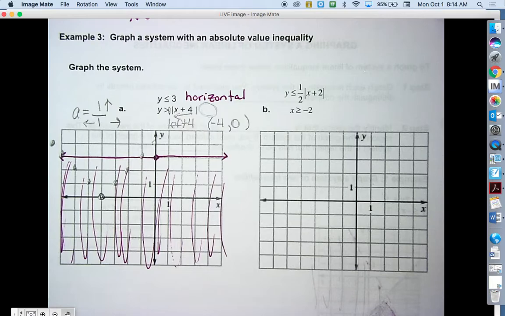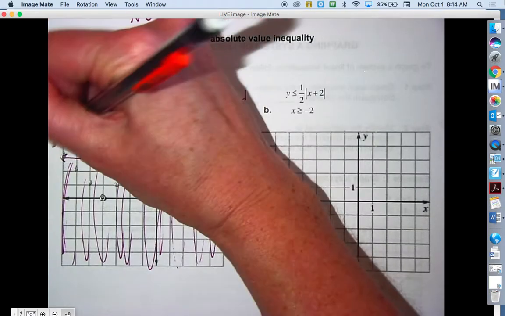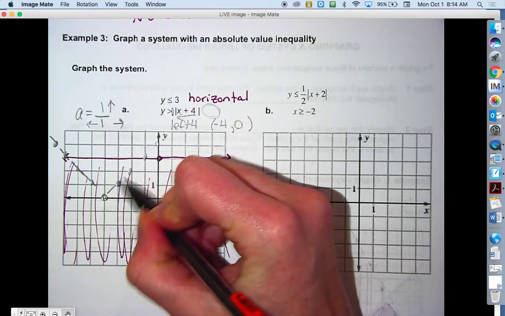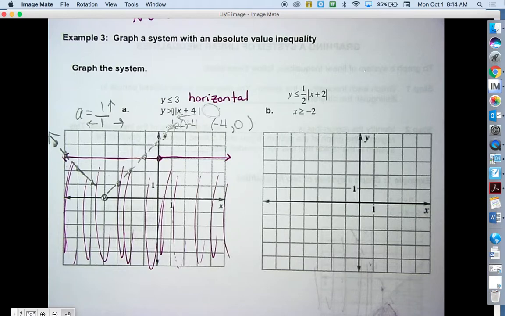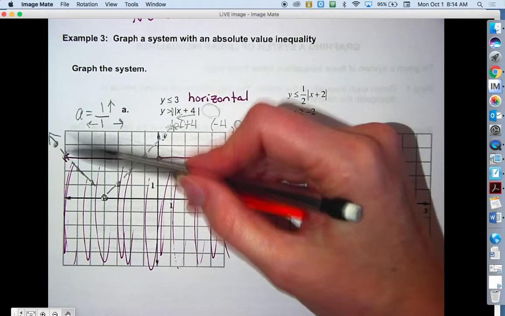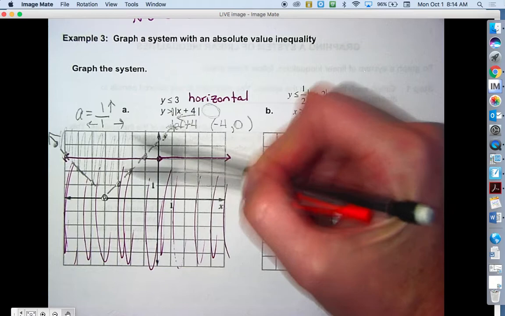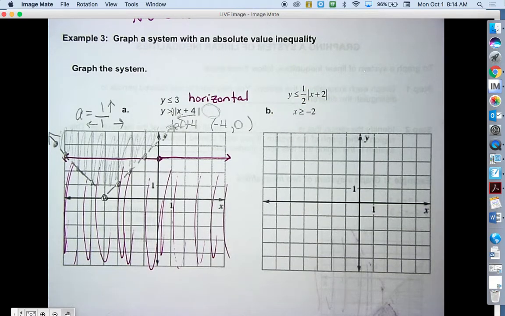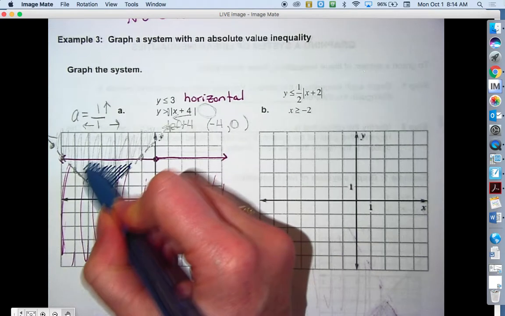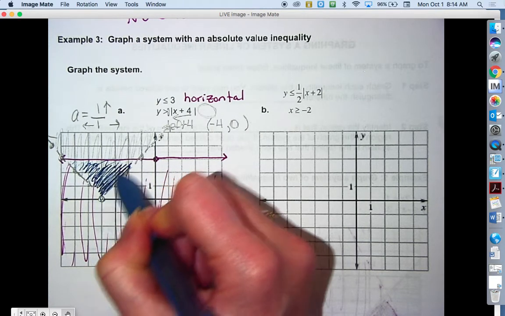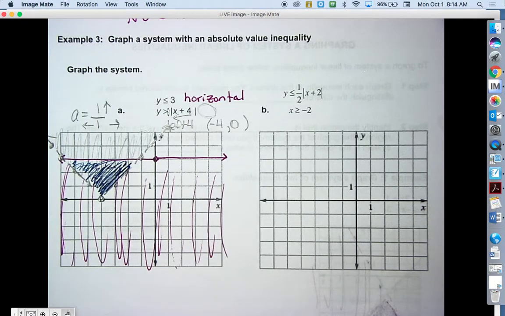When you connect, it just says greater than. Make sure you have a dashed or a dotted line when you're connecting this. And then you're shading above the V, which means you're inside the V. So above the V would be inside the V, greater than the V. And then darken that region that's below the line and inside our V. So this one makes a triangle. It's a bounded shape.